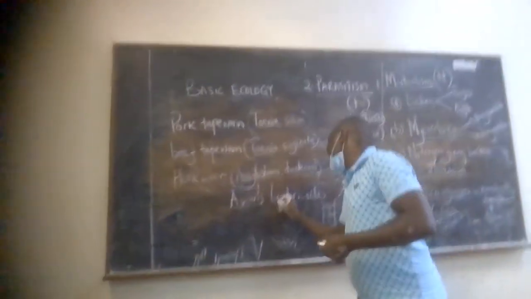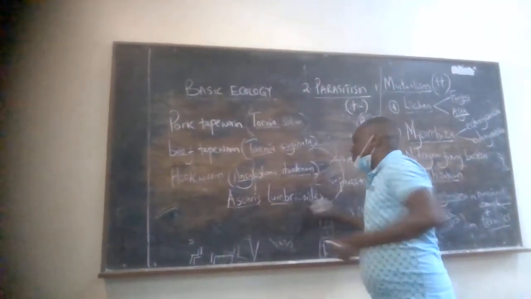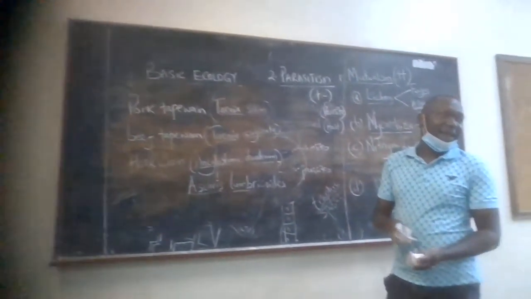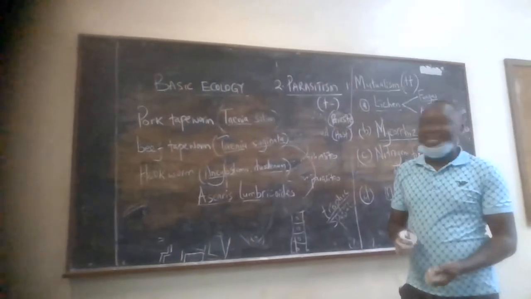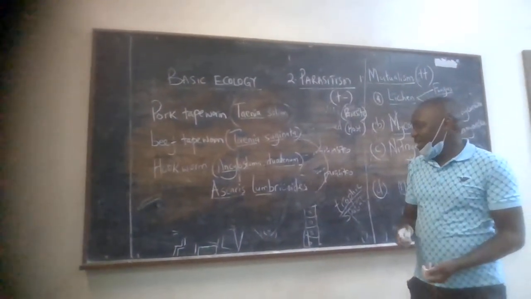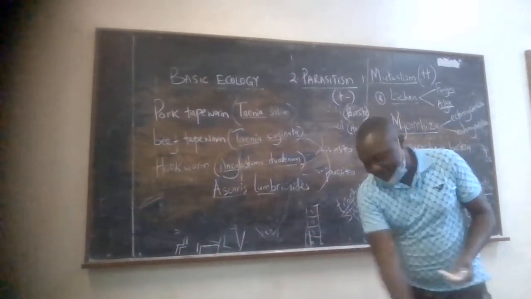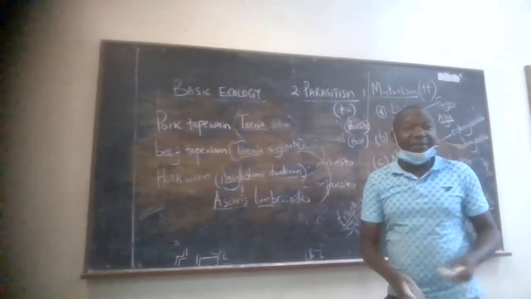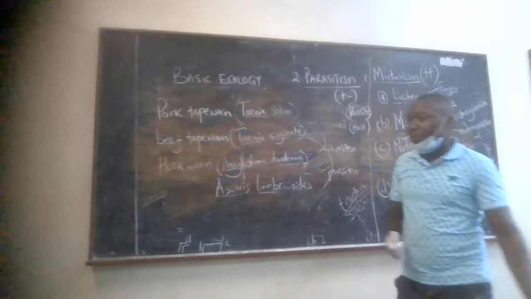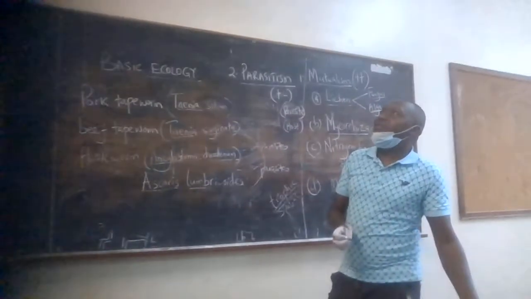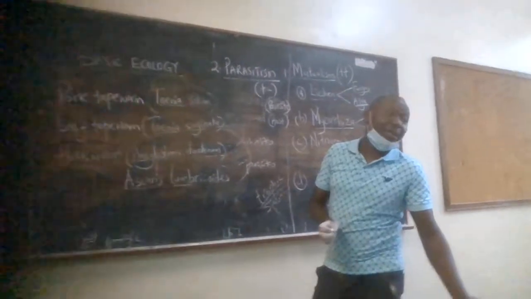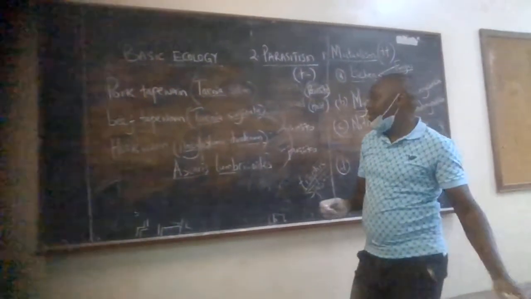Ascaris lumbricoides. The round one. Then there is another worm, because these worms belong to what we call nematodes. They're called nematodes.